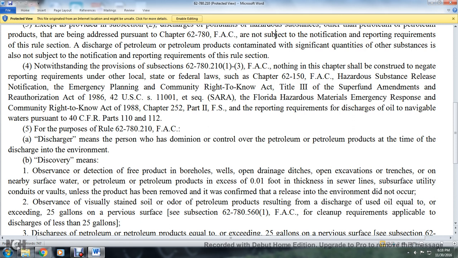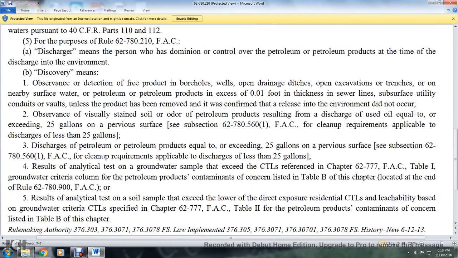Florida Administrative Code cleanup requirements apply to discharges of less than 25 gallons. Discharge of petroleum products equal to or exceeding 25 gallons on a pervious surface, see subsection 62-785-60 of the Administrative Code for cleanup requirements applicable to discharges of less than 25 gallons, where analytical results of a groundwater sample exceed the groundwater cleanup target levels referenced in chapter 62-777 Florida Administrative Code, Table 1, with the petroleum product contamination concerns listed in Table B of the chapter located at the end of Rule 62-780.900 Florida Administrative Code.